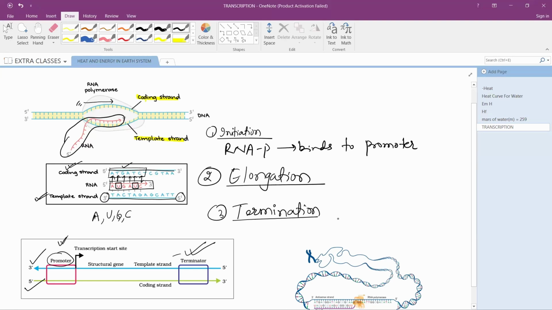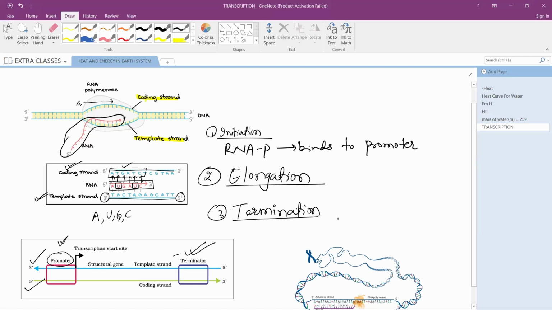The second important point is the coding strand has the same sequence as the RNA, except T is replaced by U. What is T? Which nucleotide is symbolized as T? Thymine. Yes, thymine is replaced with uracil.